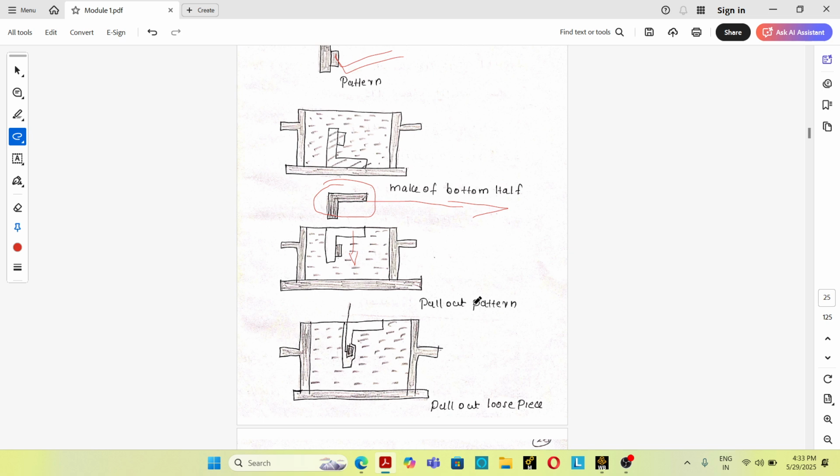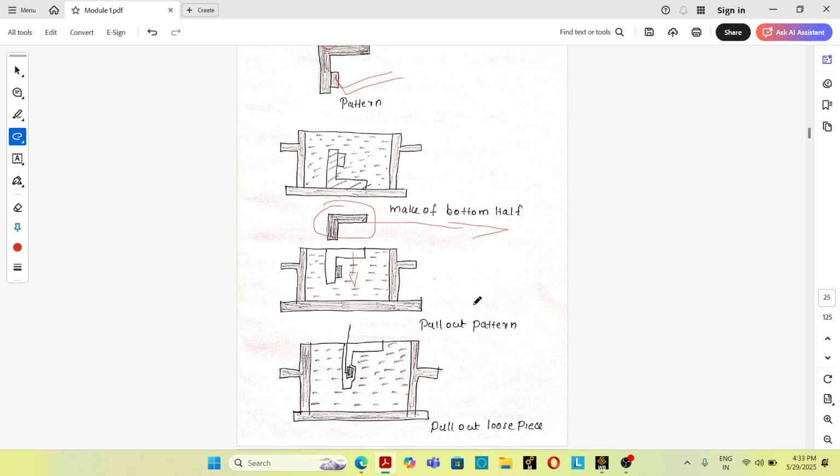So these are the classification of patterns. This is a very important topic. So what are the classification of patterns? We have 10 classification of patterns. Single piece pattern or solid pattern, split pattern or two piece pattern, multi-piece pattern, match plate pattern, gated pattern, skeleton pattern, sweep pattern, follow board pattern, segmental or part pattern, loose piece pattern. So these are the classification of patterns.